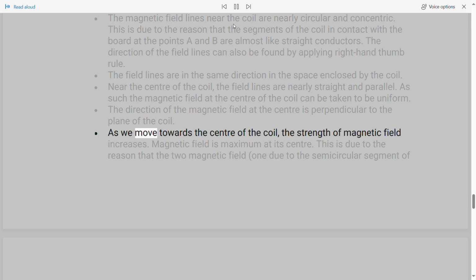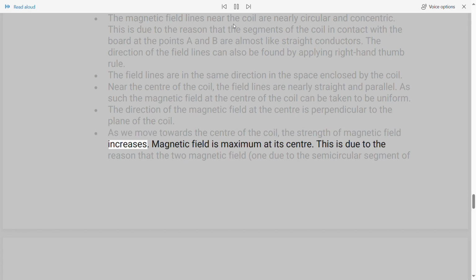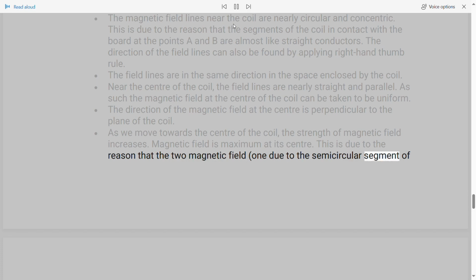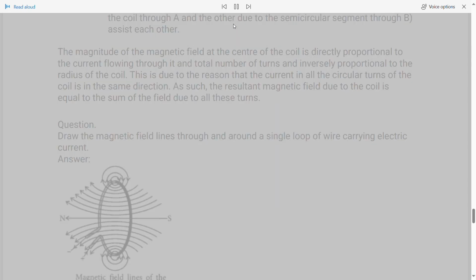Five, as we move towards the center of the coil, the strength of the magnetic field increases. Magnetic field is maximum at its center. This is due to the reason that the two magnetic fields, one due to the semicircular segment of the coil through A and the other due to the semicircular segment through B, assist each other.